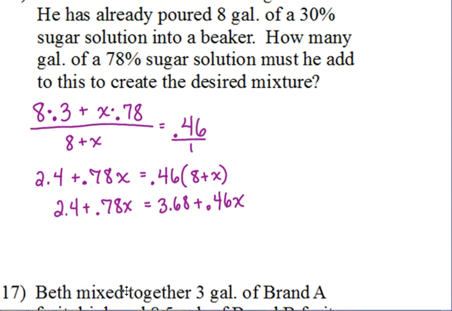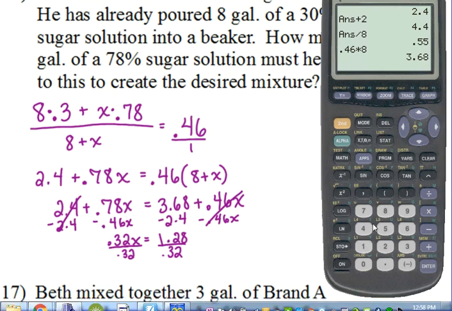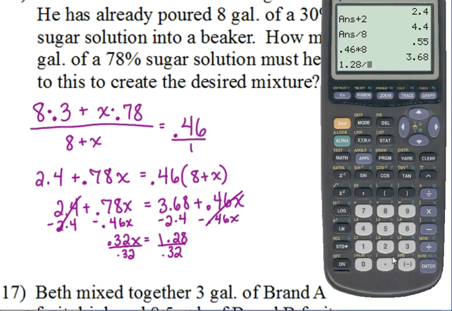It's just a linear equation. 0.78 is bigger than 0.46, so I'm going to subtract the 0.46x and subtract the 2.4. So we have what? 0.32x is equal to 1.28. And then divide by the 0.32. So 1.28 divided by 0.32 is 4.